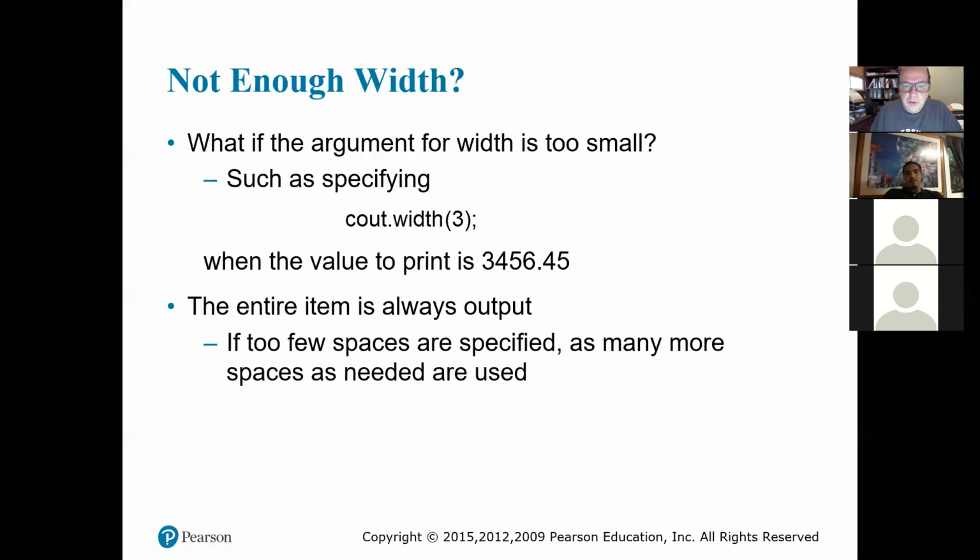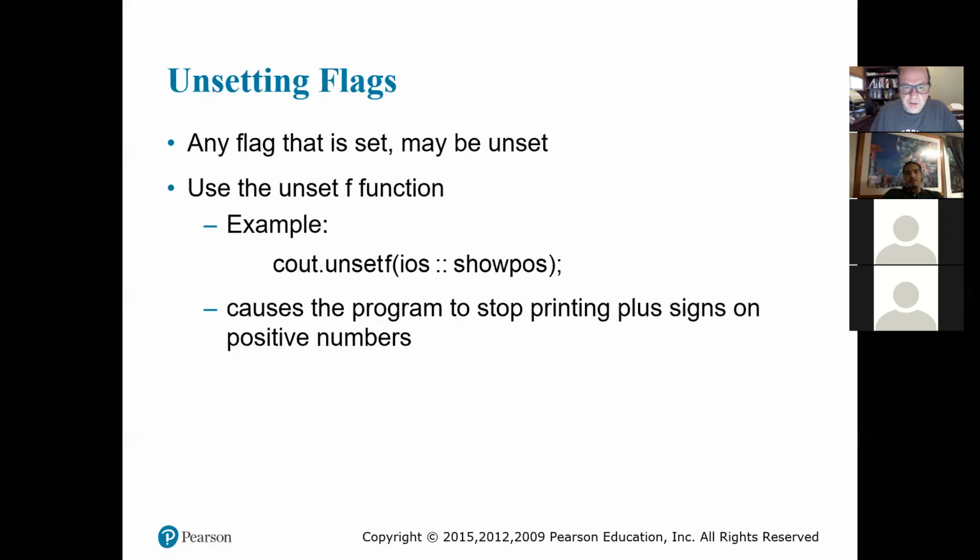Now, the problem with the SetF is that it's going to set my output from that point on to the rest of my output. So that means all of them is going to be like that. So if I say fixed or show pause, it's going to show the positive sign. If the number is positive, it's going to show plus, and if it's negative, it's going to show negative.